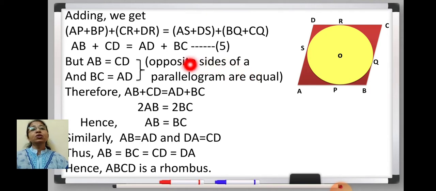Similarly, in the same way we can prove AB is equal to AD. So to prove this, you replace this CD by AB and this AD by BC. So you will get twice CD is equal to twice AD. 2 will get cancelled. So AB is equal to AD. So in this way you can prove this very easily. So you will get all four sides AB is equal to BC is equal to CD is equal to AD. So a parallelogram having all four sides equal, we call it a rhombus. So in this way we have proved that quadrilateral ABCD is a rhombus.